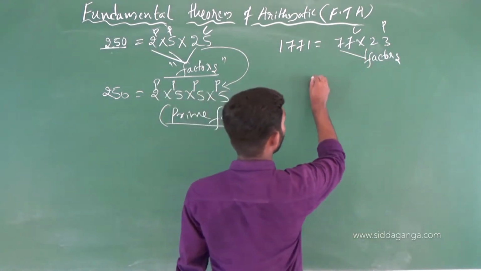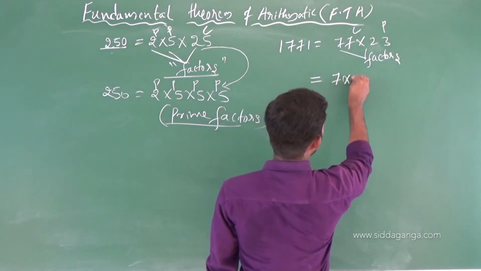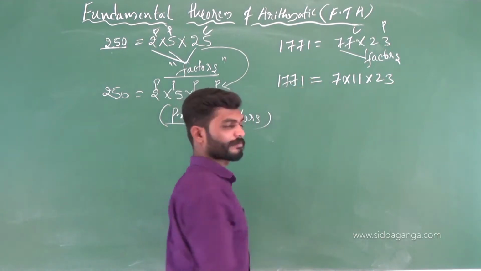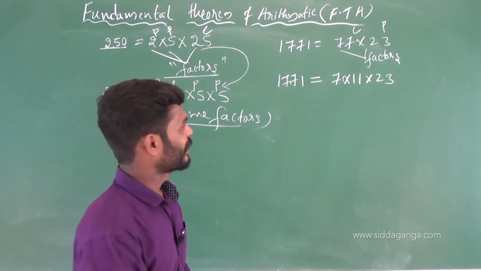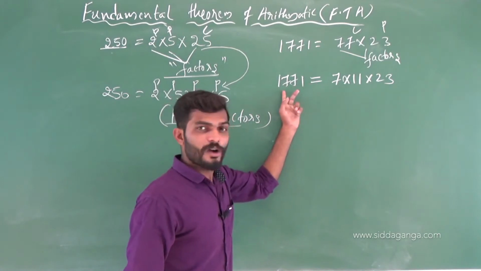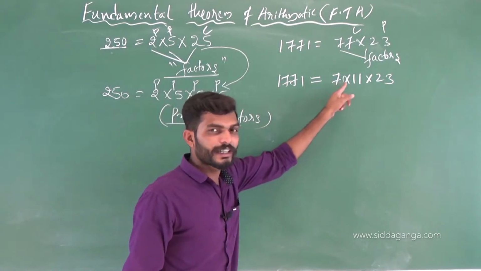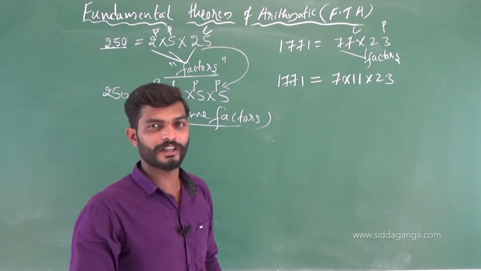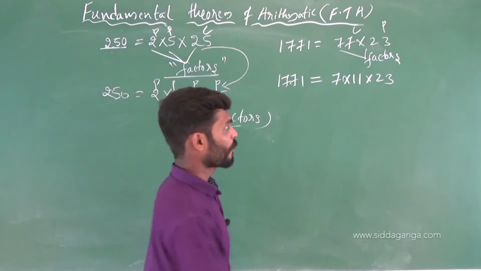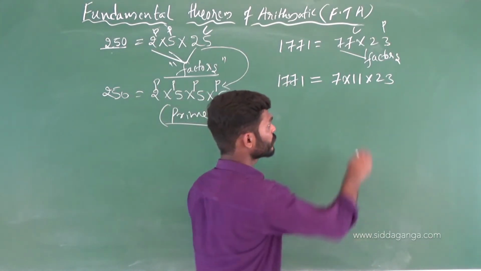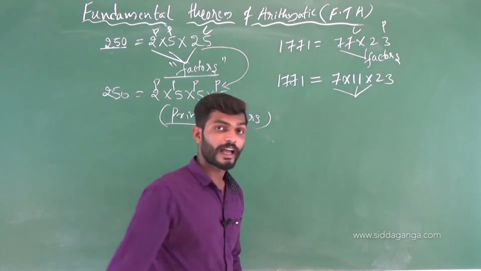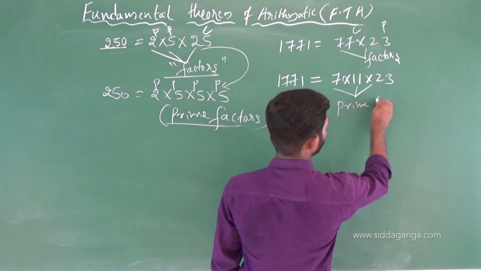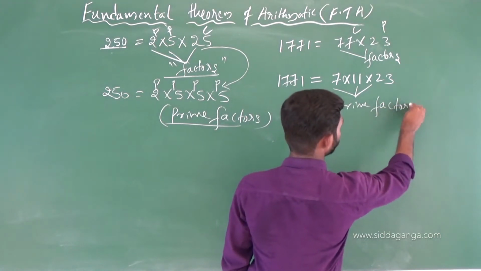Now what if I turn them like this? 7, 11, 23, 1771. Following? Here, see, I made 1771 by using three numbers, 7, 11, 23, and the operation multiplication, right? Now I got 1771. Can I call these factors? Yes, I have to call that. But I call them prime factors. Yes, of course. Why so? Because these are prime numbers.